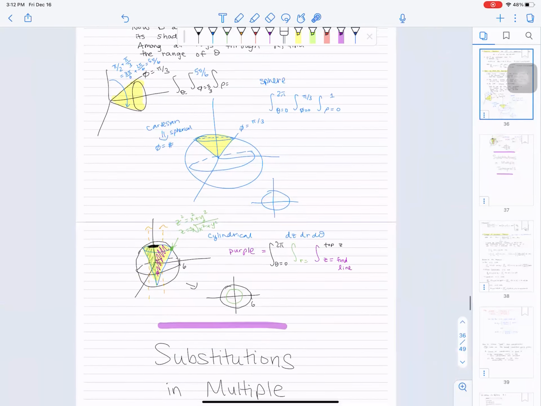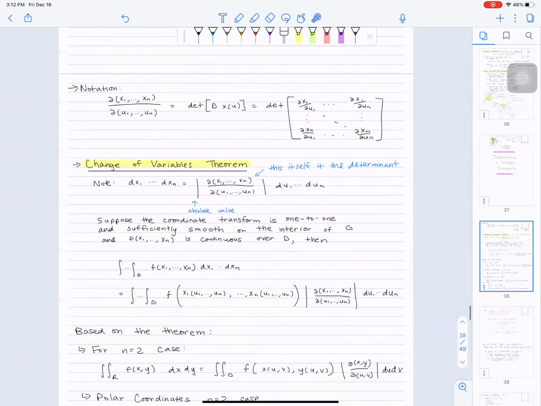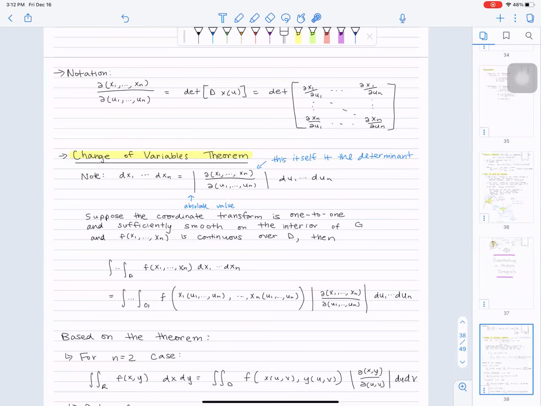Okay, let me go to substitutions. The thing to memorize about substitutions is the change of variables theorem. What it says is that if you have variables over here, d variable, whatever, you take the absolute value, and it equals the absolute value of the Jacobian, the determinant of this Jacobian matrix, and then your other variables here.